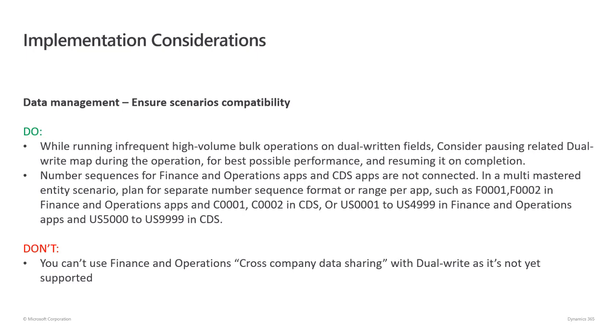The other guidance is around number sequences. The number sequences in both applications are not connected today. We don't have the concept of a global or shared number sequence. So in a multi-mastered entity scenario, plan for either separating the number sequence format or the number sequence ranges per app. And I'm showing a few examples of how that looks. And on things that you want to avoid, it's worth noting that today you cannot use the finance and operations cross-company data sharing feature with dual write, as that's not yet supported.